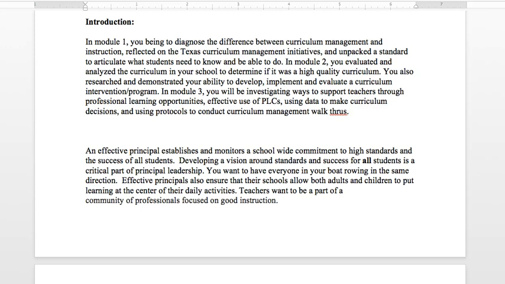In Module 3, you're going to be looking at ways that you support teachers through professional learning opportunities. Remember, we talked that the only way that teachers can be effective is if there are professional learning opportunities. You cannot expect teachers just to know how to do something. And so how do you use PLCs? You can use data and protocols that will conduct walkthroughs or learning walks in week 4.